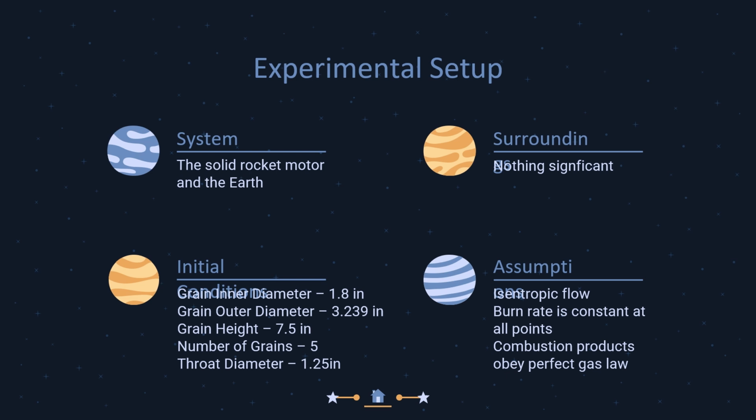The initial conditions were that the grain inner diameter was 1.8 inches, the grain outer diameter was 3.239 inches, the grain height was 7.5 inches, the number of grains was 5, and the throat diameter was 1.25 inches.